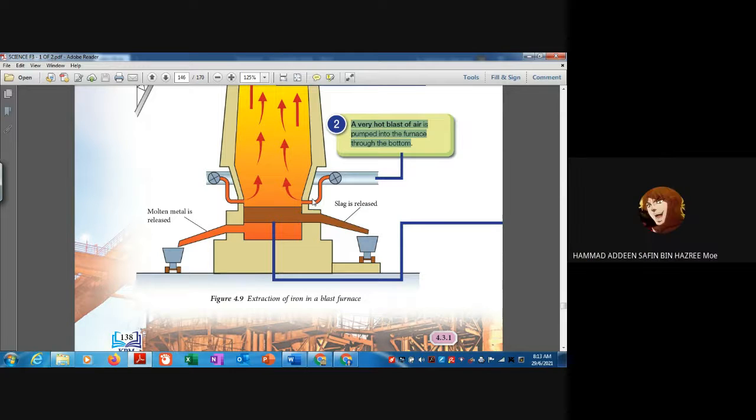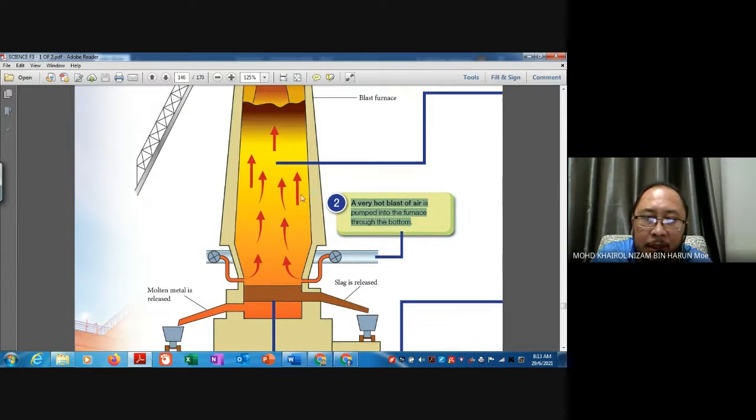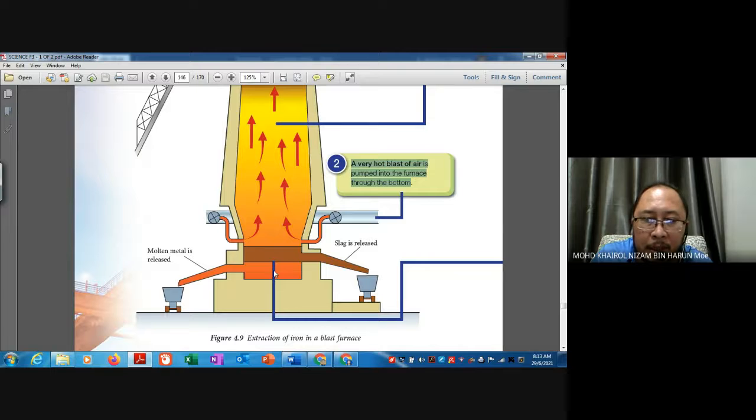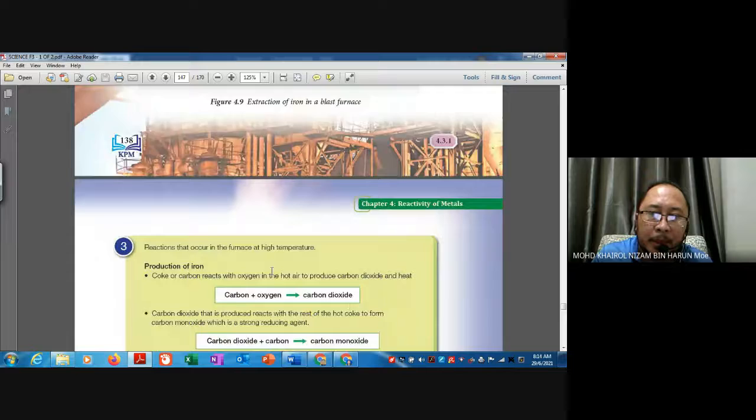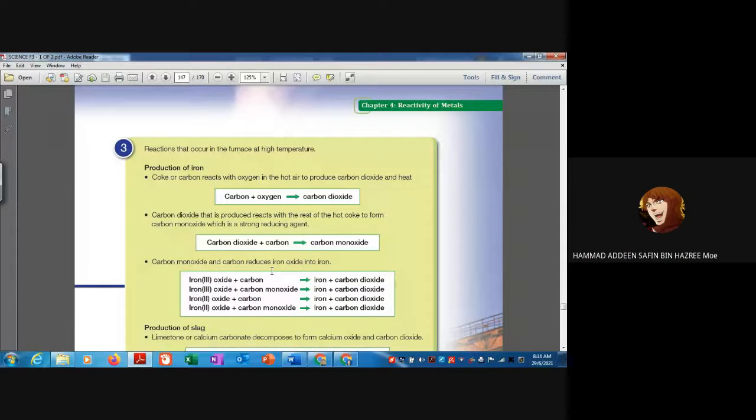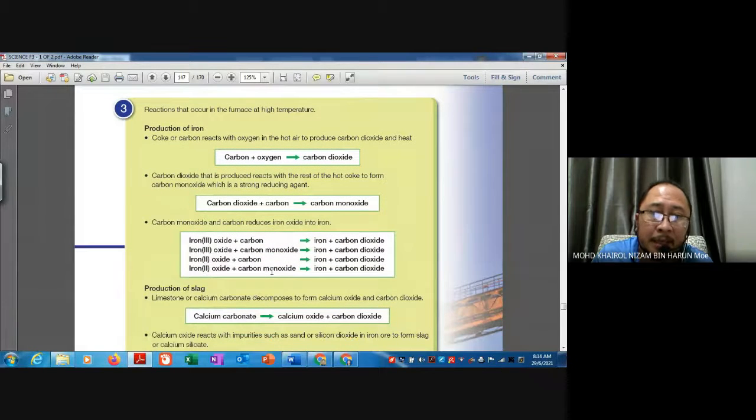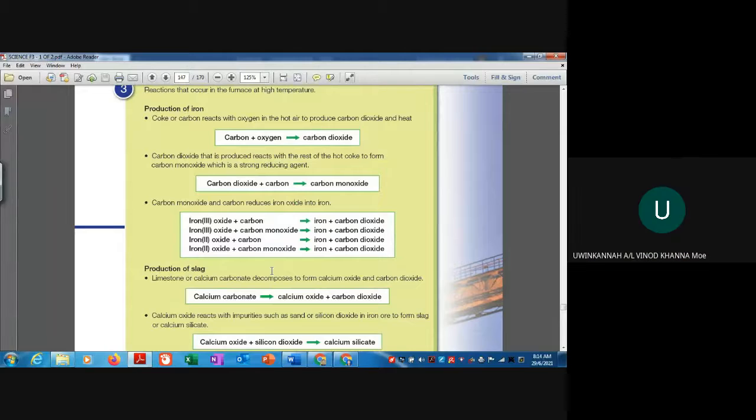Okay, Teacher, so from this reaction we can get all this molten metal. What exactly happens inside the blast furnace is like this. Teacher, yes, someone called me. Hello, hello teacher. Yes. What is slag?